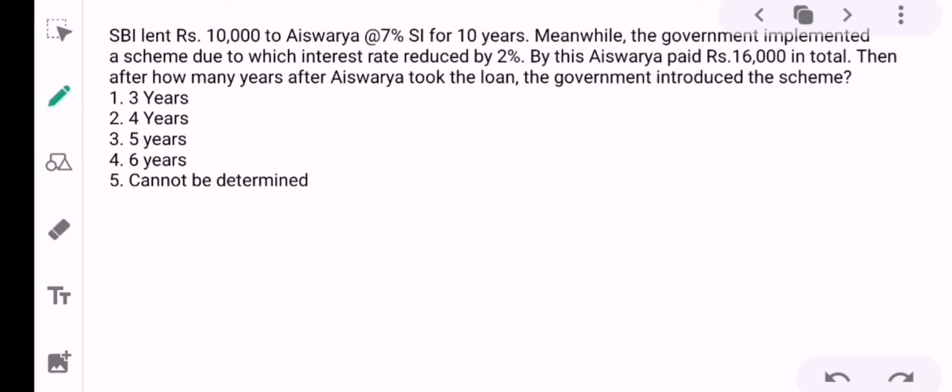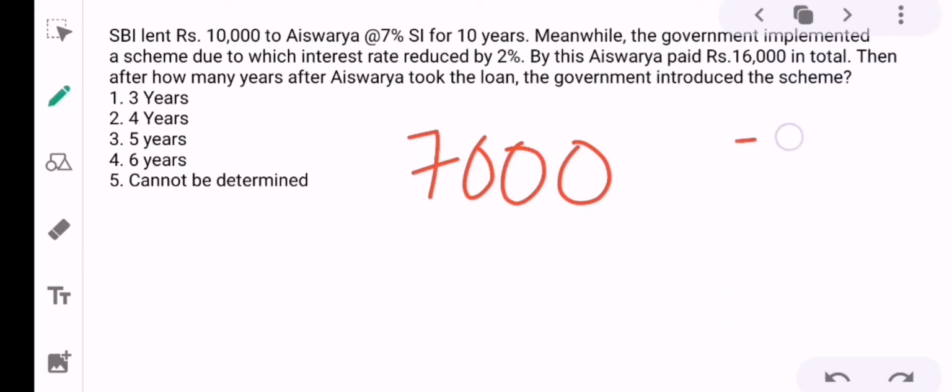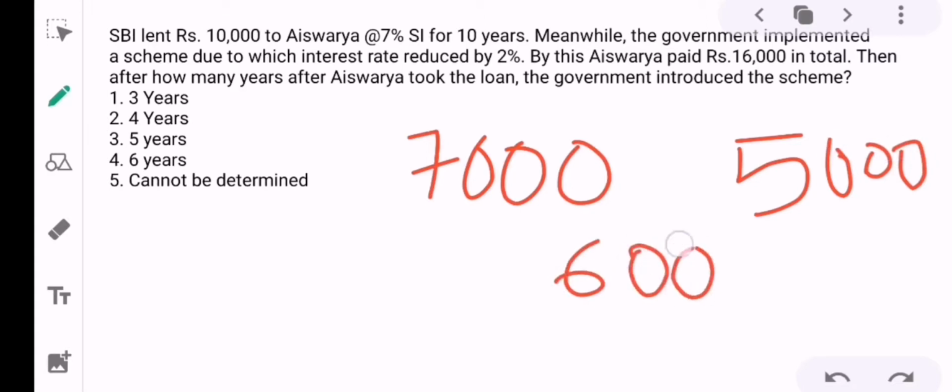So let us assume if Aishwarya paid 7% simple interest for the whole 10 years, then for 1 year she would have paid 700. For 10 years she would have paid rupees 7,000 at 7% simple interest. But if the government had implemented this scheme from the beginning, then Aishwarya would have had to pay just 5% interest, that is 5,000 rupees for the whole 10 years. But that was not the case. Aishwarya finally paid rupees 6,000.